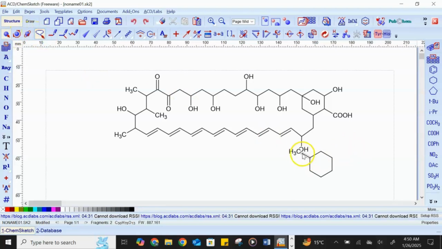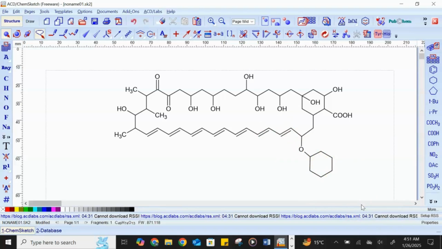I want to pick this bond carefully. Okay, good. Without changing the structure of the benzene, just ensure the cyclohexane remains the same way. Okay, good. So as you can see, we have made the pyrenyl ring right here. The pyrenyl ring has been formed.